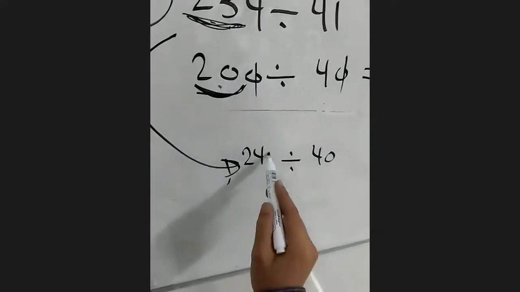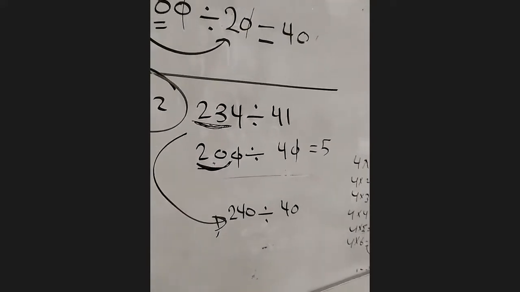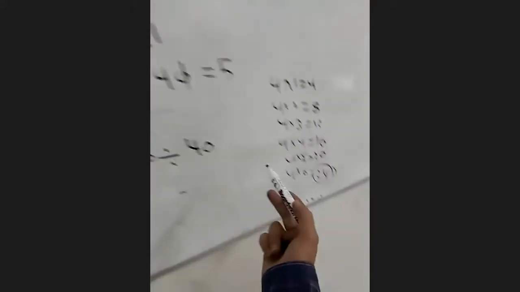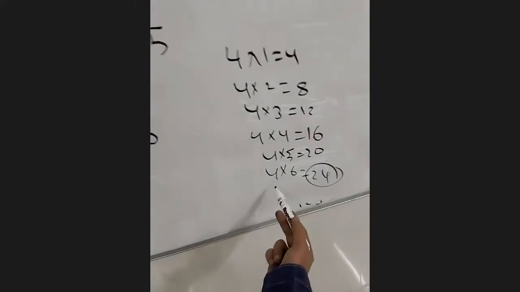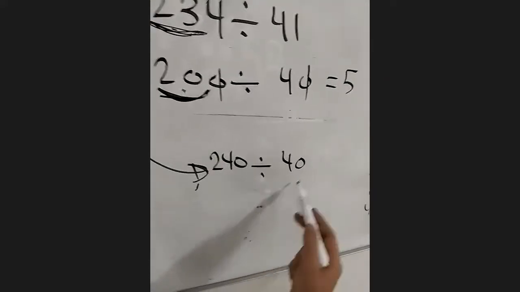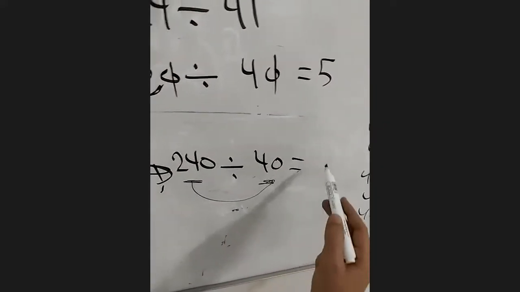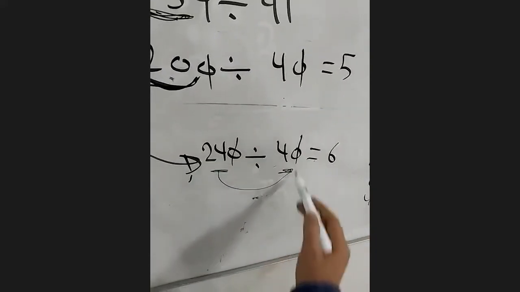And the 4 here, sure, it will be 0 because I'm not rounding, I'm estimating with compatible numbers. 23 is very close to 24, and 24 is in the timetable of 4. Now here I can divide also. 24 divided by 4 is 6. And 0 goes with 0.